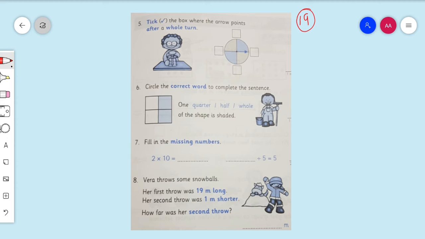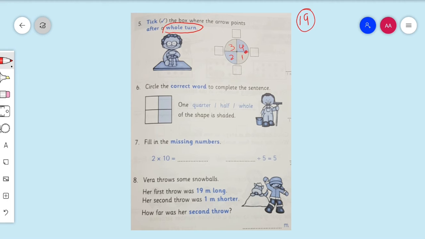Let's begin with page 19, question number 5. Tick the box where the arrow points after a whole turn. So we need to make a whole turn. At this point the arrow is pointing to this location. In order to make a whole turn, we need to move 4 quarters. So we can see there are 4 quarters. This is 1 quarter, this is 2 quarters, this is 3 quarters, this is 4 quarters, right?